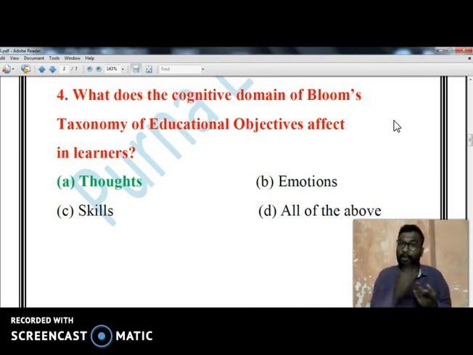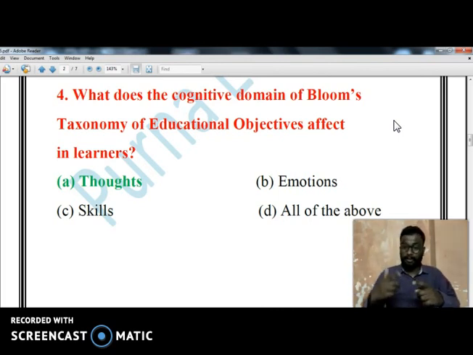The affective domain mainly focuses on human values like love, emotion, sympathy, concern, whatever it might be. And the psychomotor domain speaks about acquiring technical knowledge. So here the question is: the cognitive domain mainly focuses on intellectuality. Intellectuality is more connected with thoughts. Without thoughts, there is no kind of intellectuality, isn't it? So yes, option A is the correct answer. Thoughts are related to the cognitive domain.